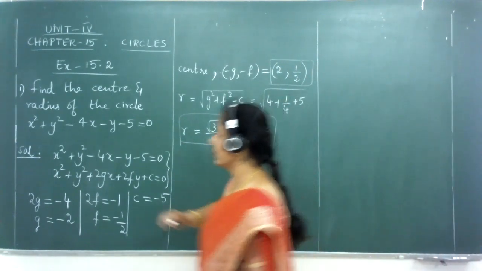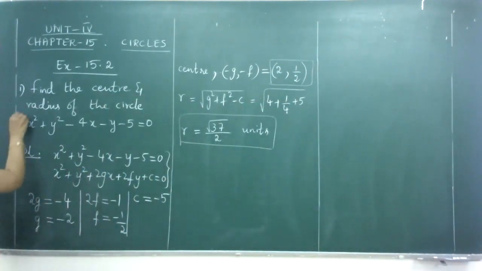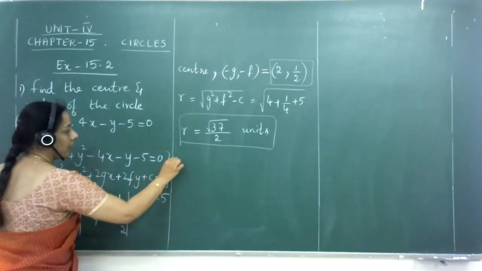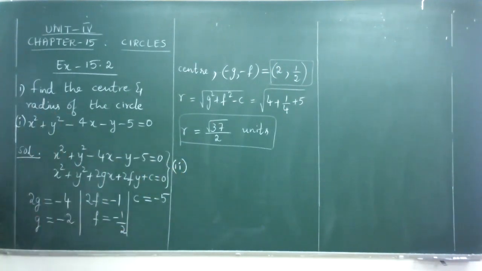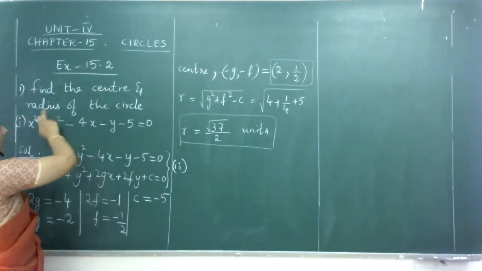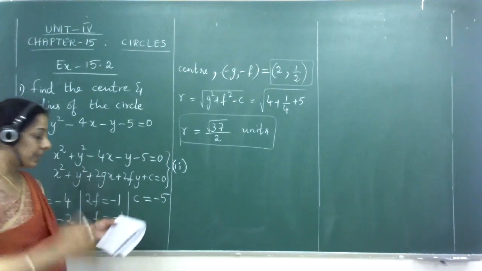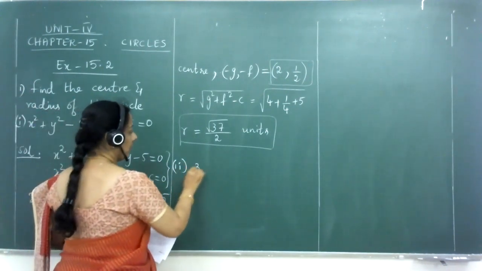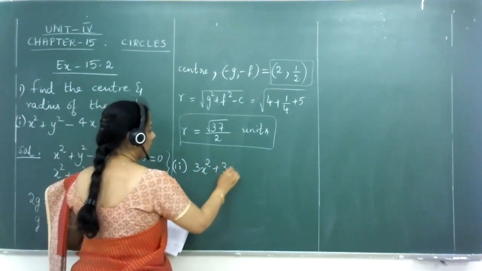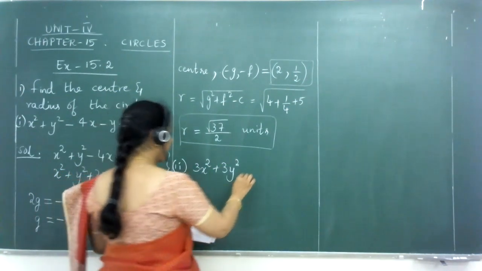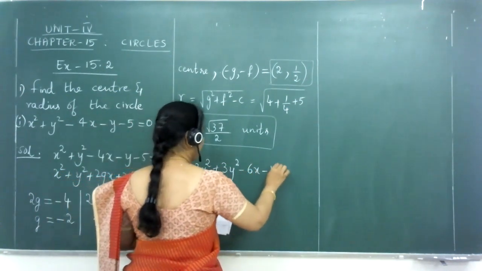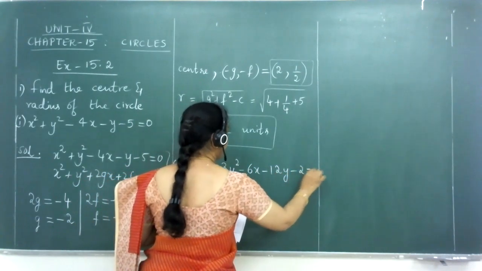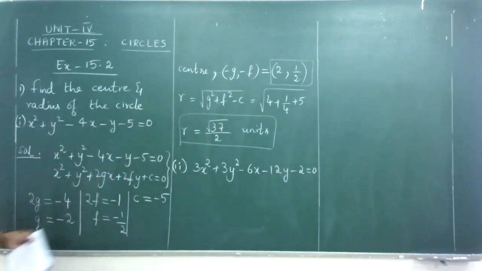To get acquainted with the formulae of center and radius, let us consider, under the same heading, that is to find the center and the radius of the circle, a different equation. I change the equation now to 3x squared plus 3y squared minus 6x minus 12y minus 2 is equal to 0. We are having the equation of a circle, a different one.